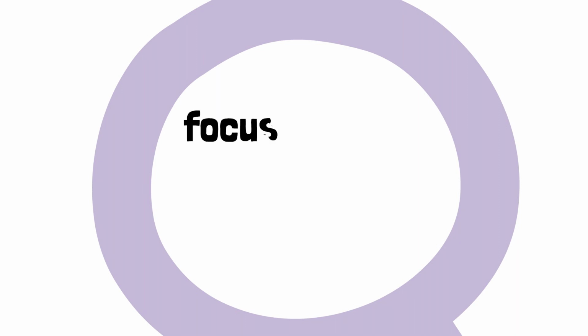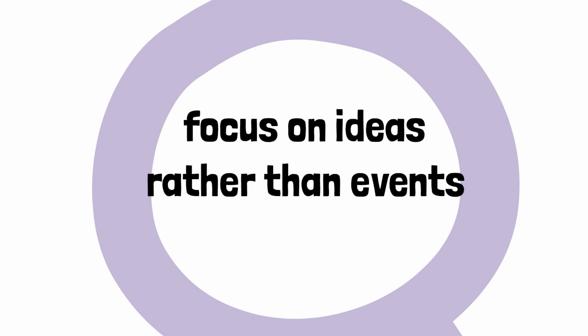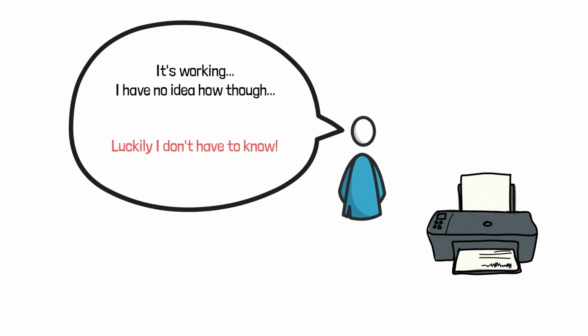As promised, let's come back to our original definition of abstraction. We focus on the ideas rather than the events. Now let's replace the word events with implementation. We focus on the idea rather than the implementation. In other words, knowing what the print function does is enough to successfully use it. As the user, we can ignore the implementation of the function.